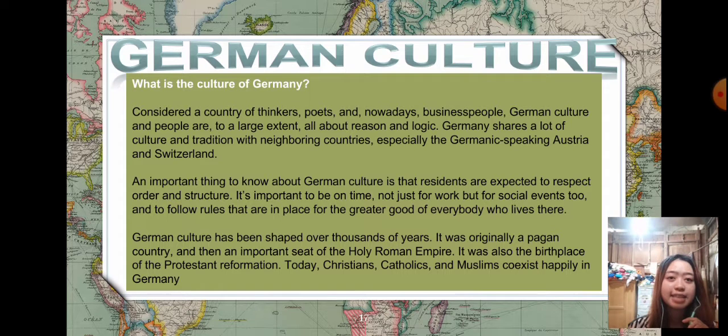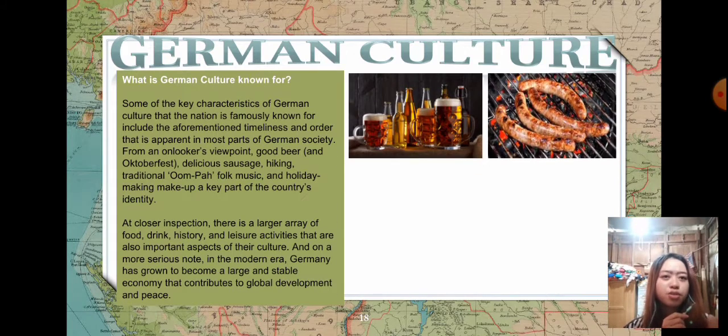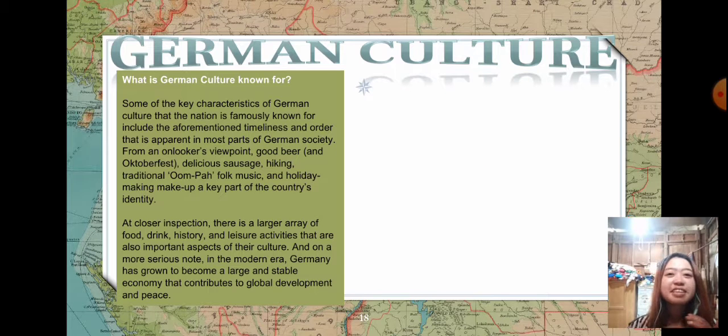German culture has been shaped over thousands of years. It was originally a pagan country, and then an important seat of the Holy Roman Empire. It was also the birthplace of the Protestant Reformation. Today, Christians, Catholics, and Muslims coexist happily in Germany. So next. So what is German culture known for?